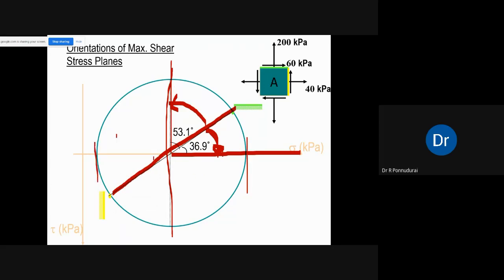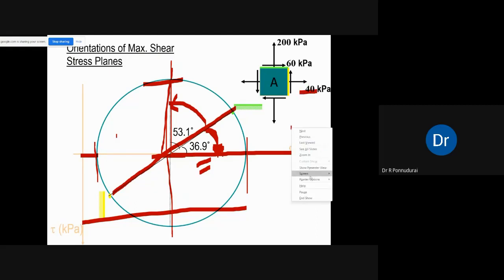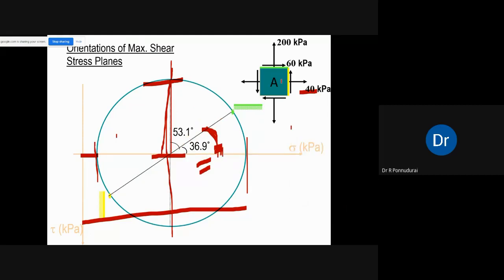Tau max, from here to here, that is the radius of the circle, will be the tau max, and sigma 1, sigma 2 from here to here. The orientation of sigma 1 with respect to this angle is already calculated. This is the orientation in the Mohr circle, but in the actual element it is half of that. So 36 by 2, 18.45 will actually be the element orientation. In the Mohr circle it is 2 theta, in the element it is theta. Is it okay?